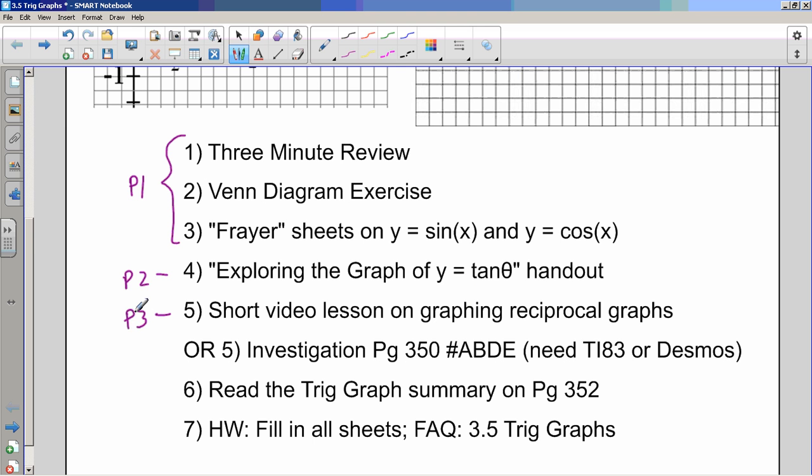And then the third part is a short lesson on graphing reciprocal graphs of trig graphs, because we've done reciprocal graphs before, of course, when we did rational functions. This is reciprocal trig graphs. So let's get into it.